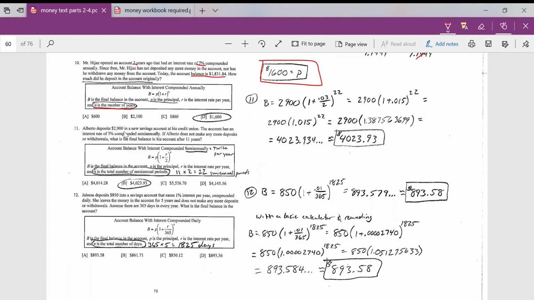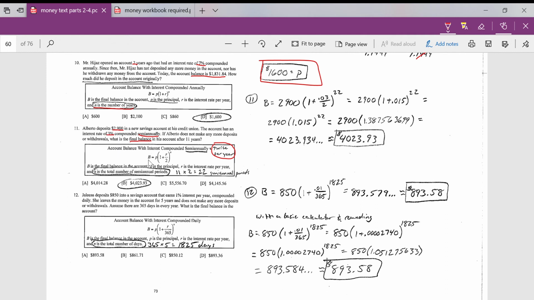He's going to deposit 2,900, so that's a key number. It has an interest rate of 3%, key number, and it's semi-annually. Semi-annually means twice a year. He doesn't put any more money in or take any out, and it wants to know what's the final balance. So here's the formula.